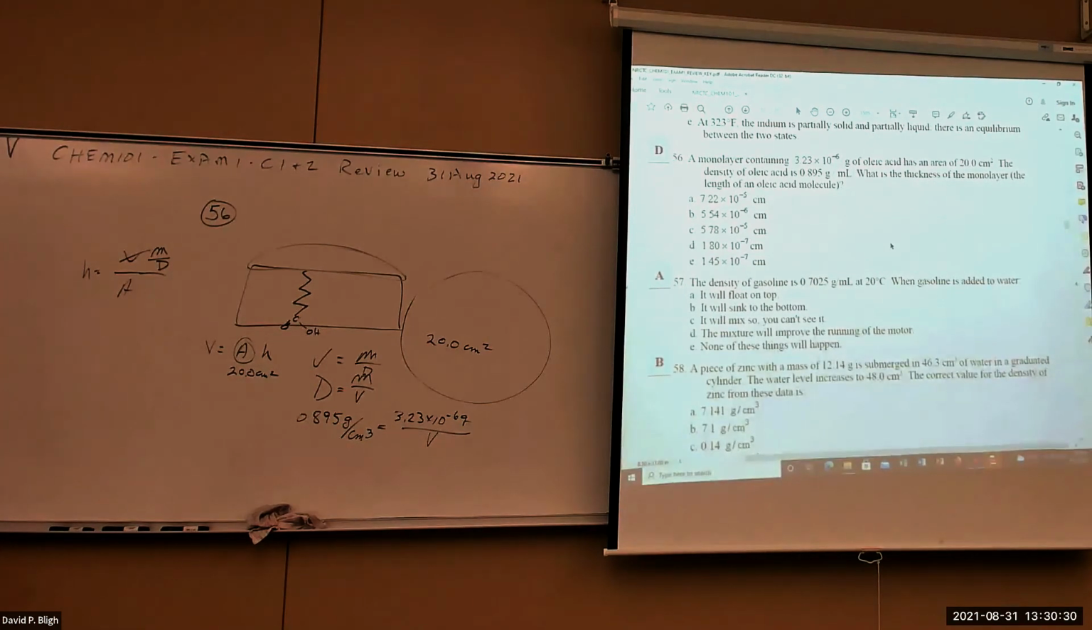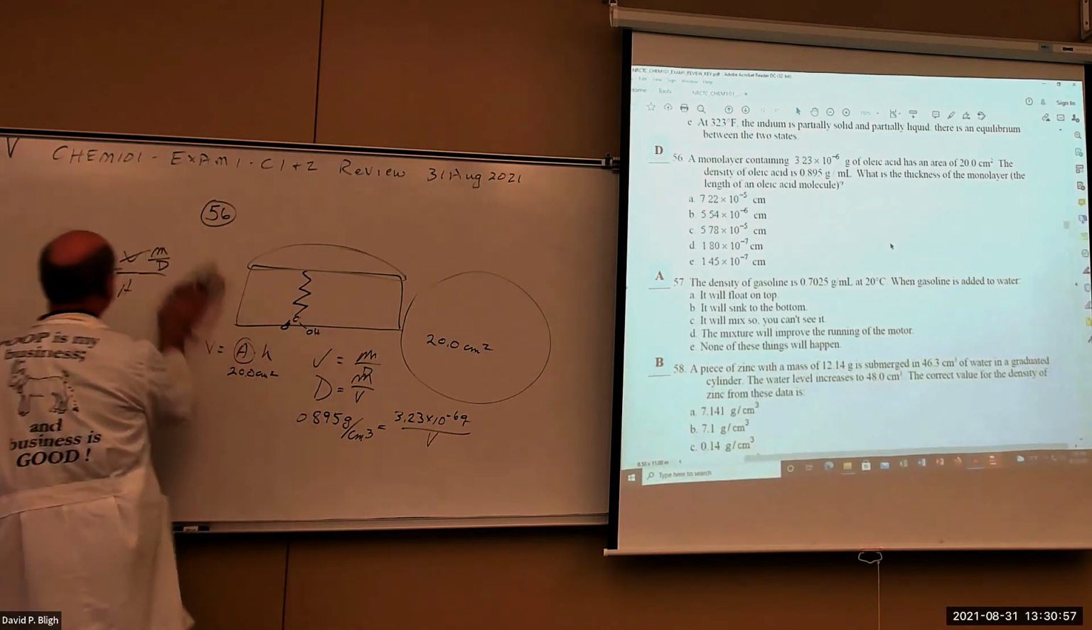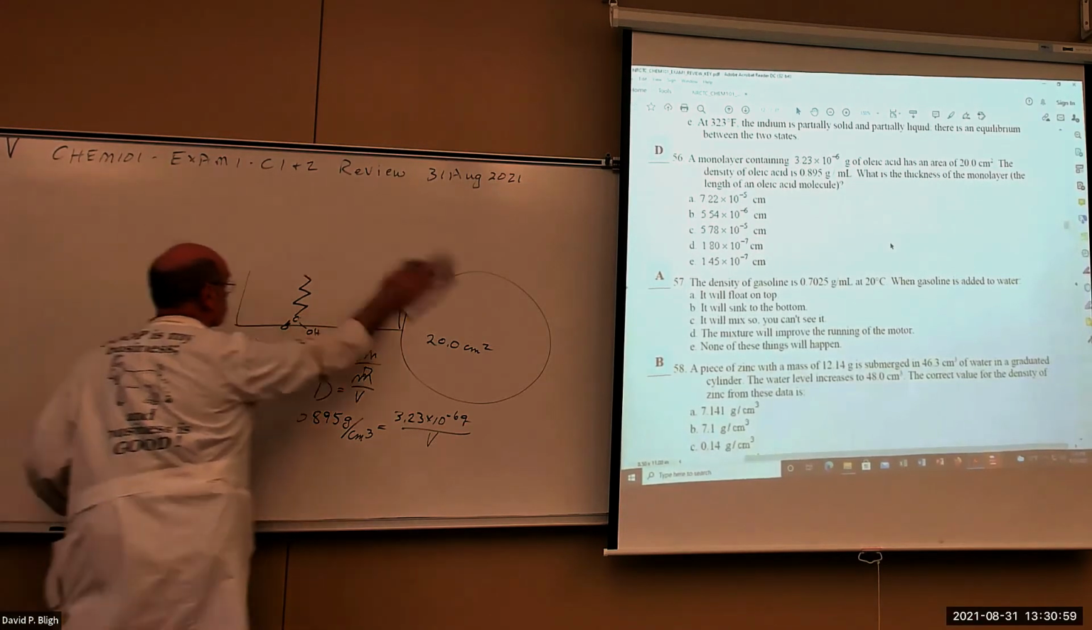Okay, 56. Let's see. I was going to do 57. Let's see, 58. Uh, 62. 70 through 73. I'm going to run out of time. We're not even going to make it to chapter 2.